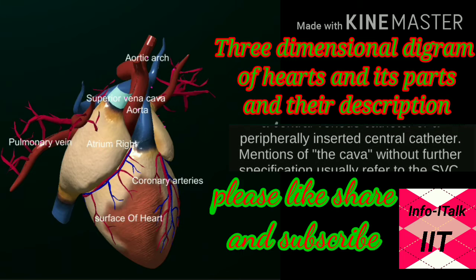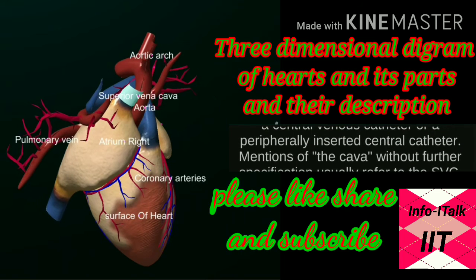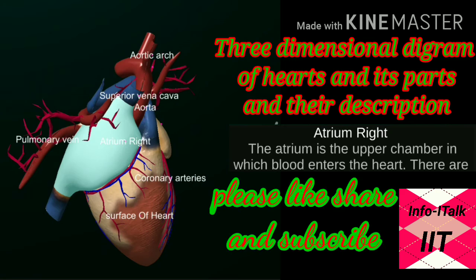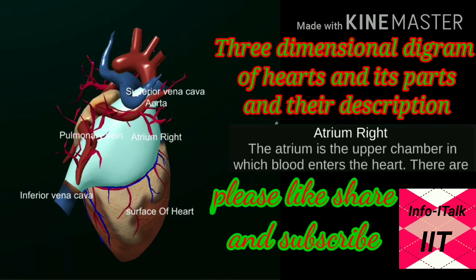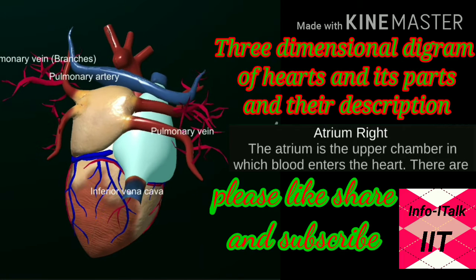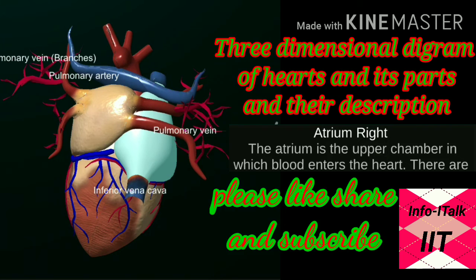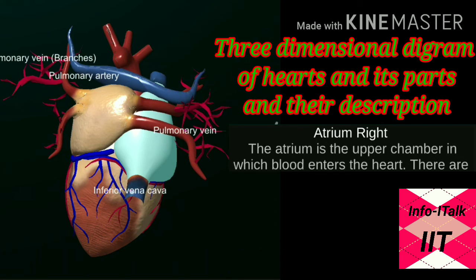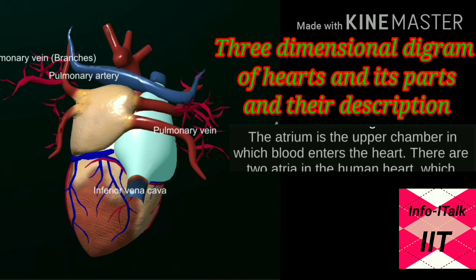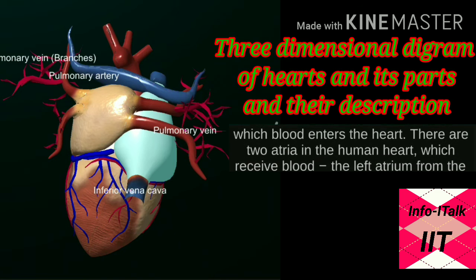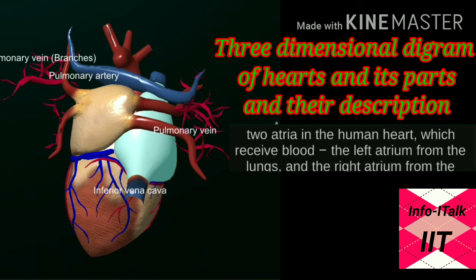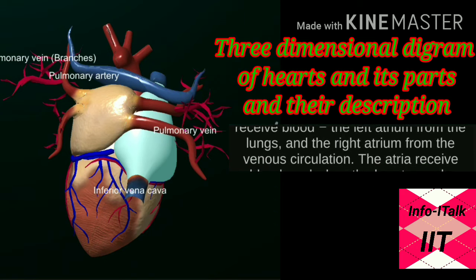Okay. Now we discuss the right atrium. This is the right atrium. Show its shape. The right atrium is the upper chamber in which blood enters the heart. There are two atria in the human heart which receive blood, the left atrium from the lungs and the right atrium from the venous circulation.